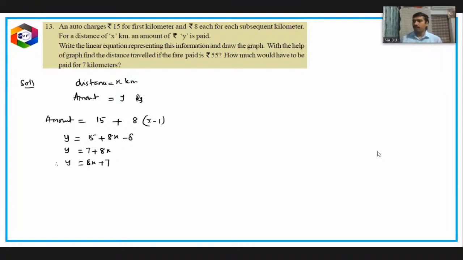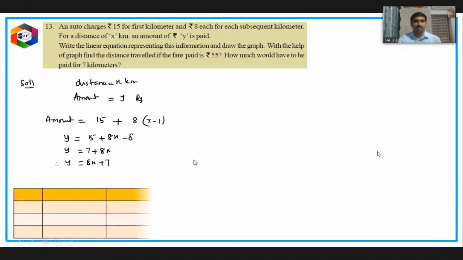So now quickly, we have less time left. So now we have to draw the graph for this. So let us plot the points. So this is the table. I am going to take y equal to 8x plus 7. So this is x and this is y equals 8x plus 7 and this is x comma y.